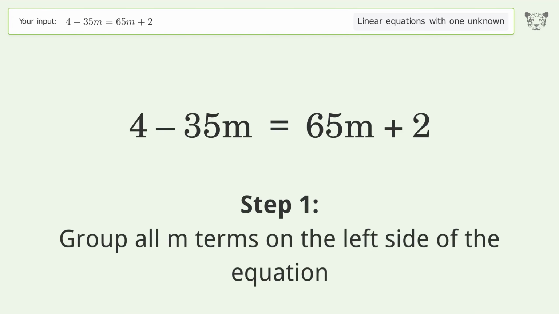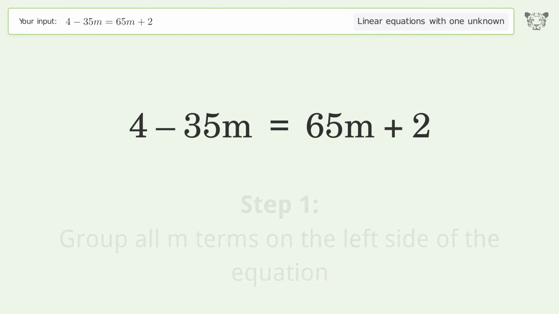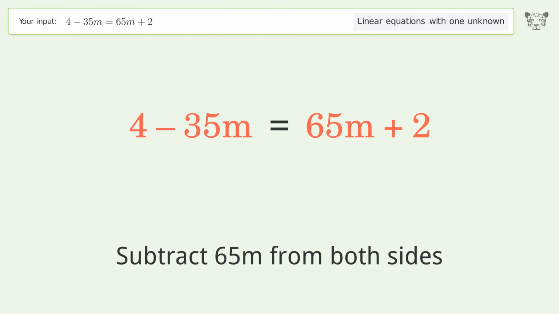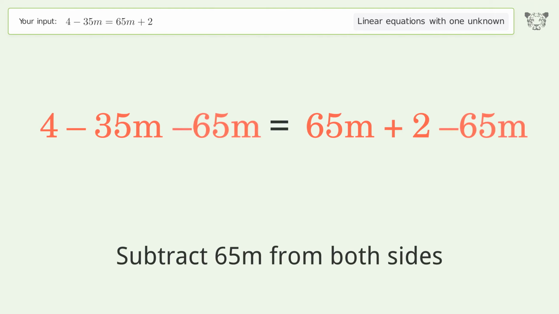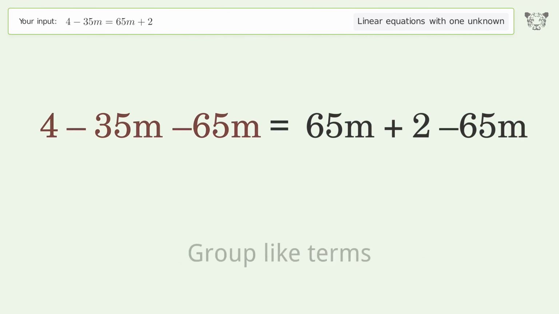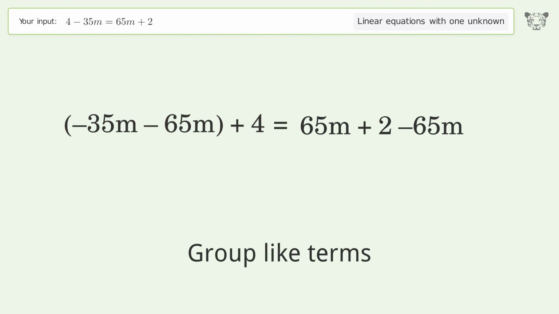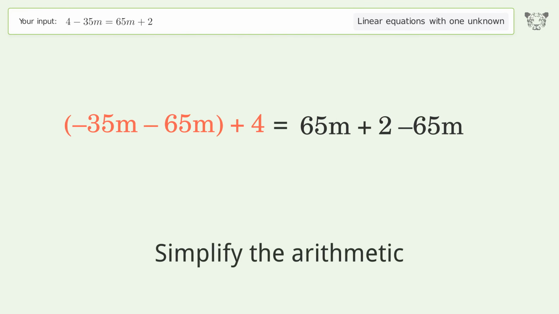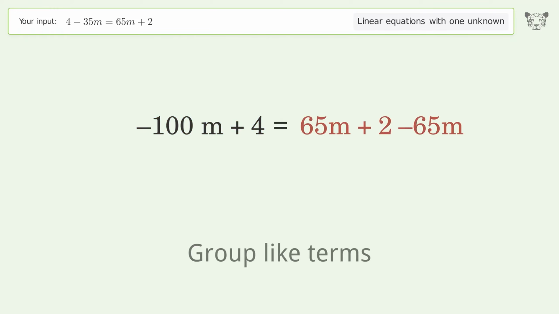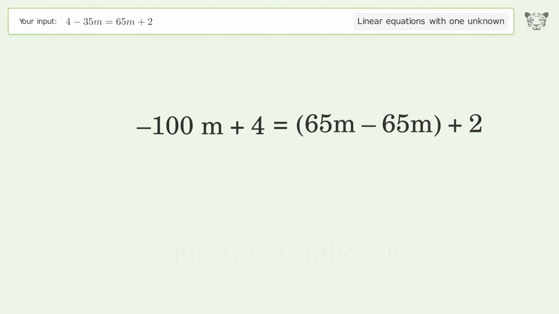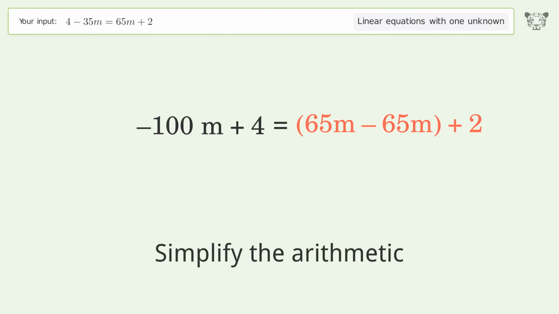Group all m terms on the left side of the equation. Subtract 65m from both sides. Group like terms. Simplify the arithmetic. Group like terms. Simplify the arithmetic.